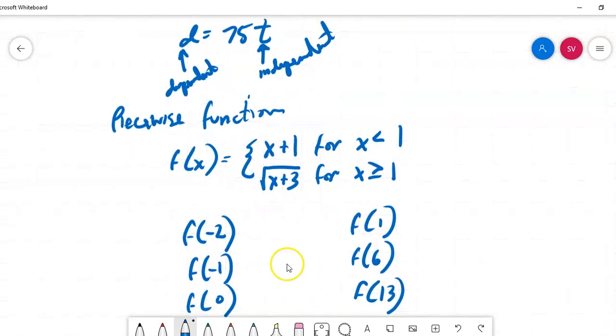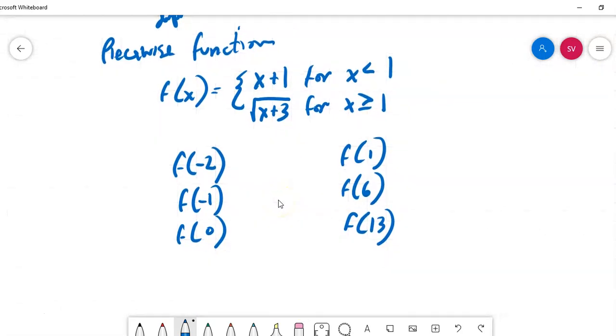Now let's look at our last part here, which is piecewise functions. So piecewise functions are conditional. Notice that when our x is less than 1, we have to use this function right here. And then when x is greater than or equal to 1, we have to use this function. So let's take a look. So I have f of minus 2. Minus 2 is less than 1, so I use the top function only. Minus 2 plus 1 is minus 1.